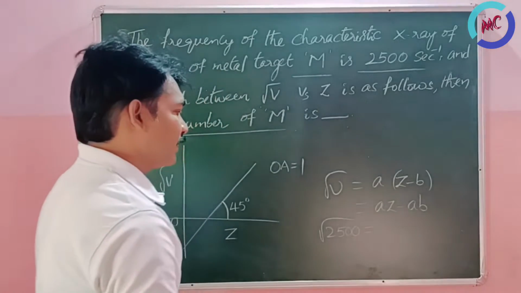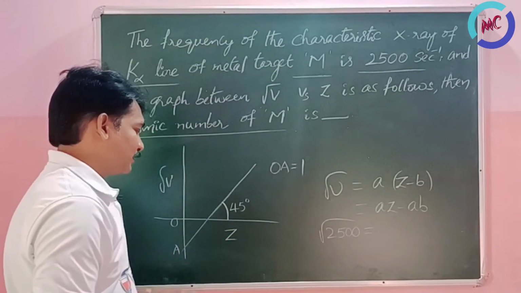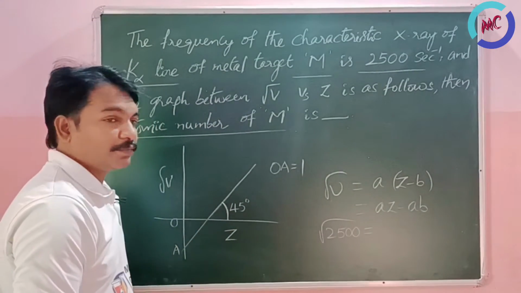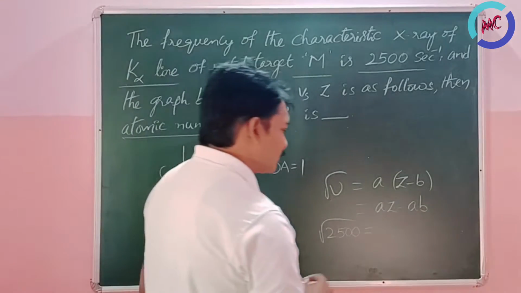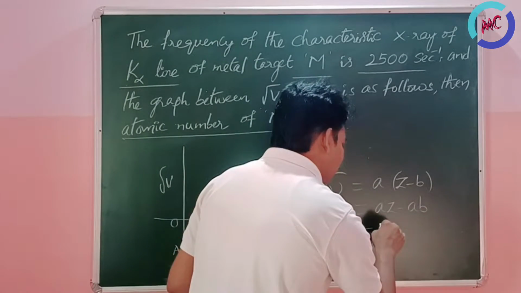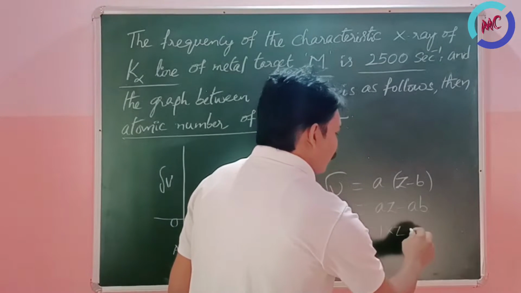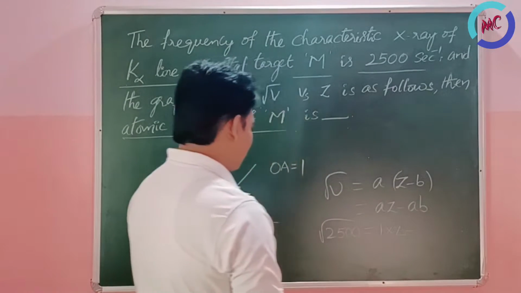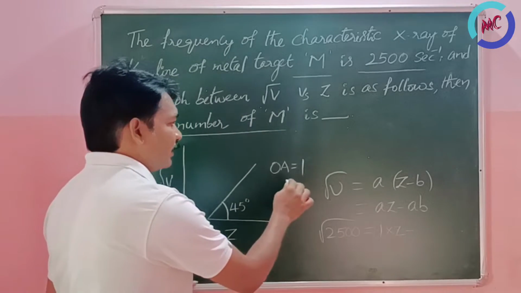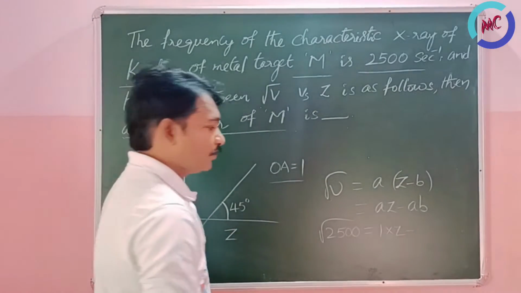See here, what is the slope here? Slope is A and it is tan 45 degrees. Tan 45, what is the value? Tan 45 is equal to 1. So 1 into Z minus AB. The intercept AB they have given as OA is equal to 1.